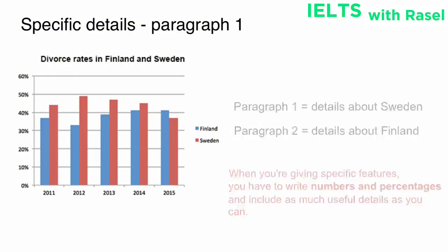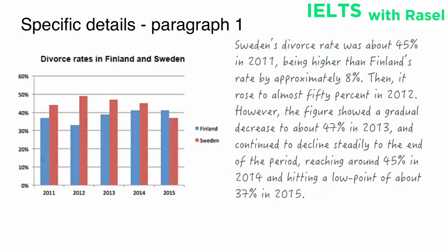And here's how I organized the paragraph with Sweden's specific details. Sweden's divorce rate was about 45% in 2011, being higher than Finland's rate by approximately 8%. Then it rose to almost 50% in 2012.